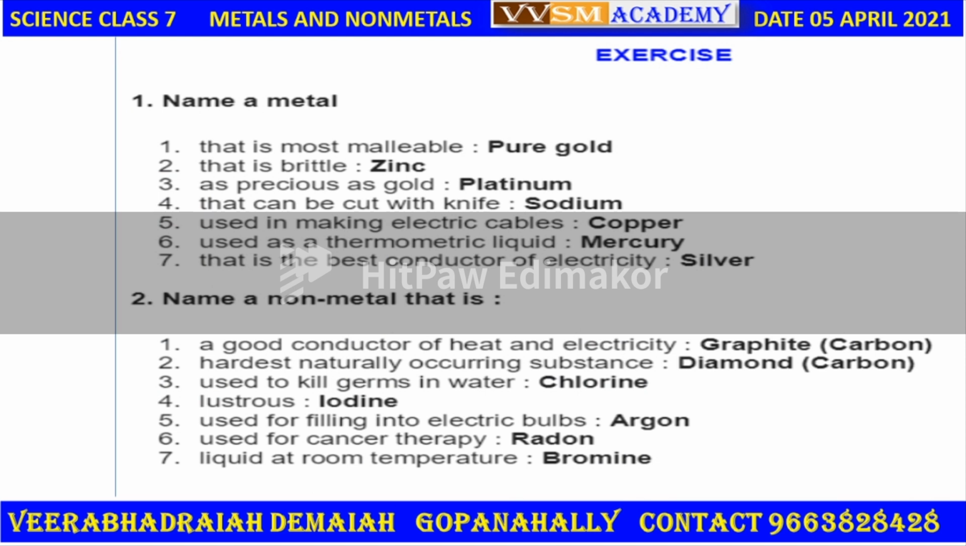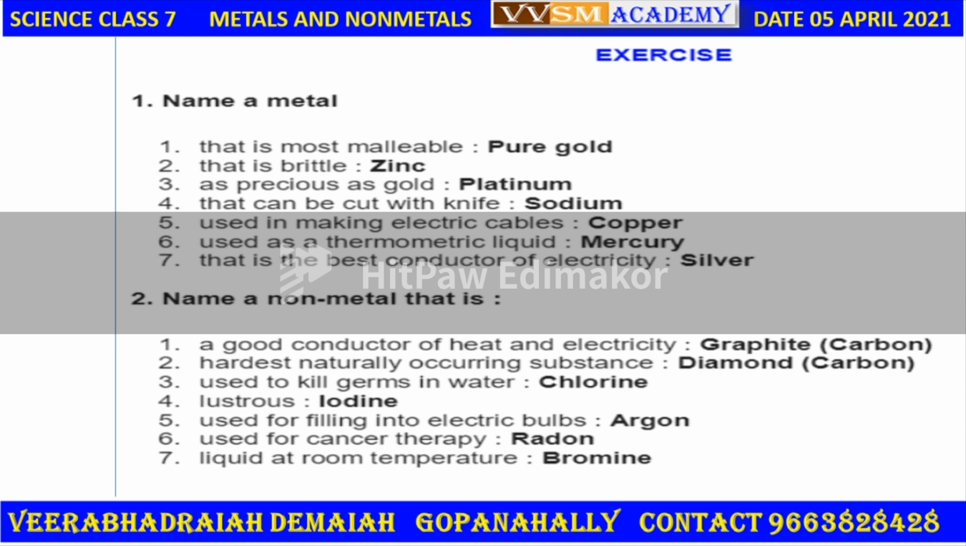Name the metal that is most malleable. Pure gold. It is drawn into thin sheets. That is brittle, zinc. Metals that are precious are gold and platinum. The soft metal that can be cut with the help of a knife is sodium, which is highly reactive. Used in making electric cables, copper wires. Copper used as a thermometric liquid? Mercury. Mercury is used in thermometers.